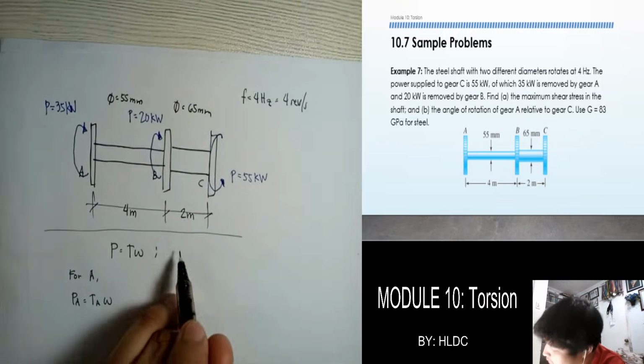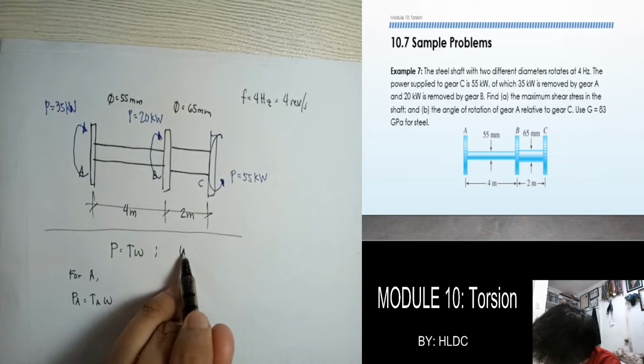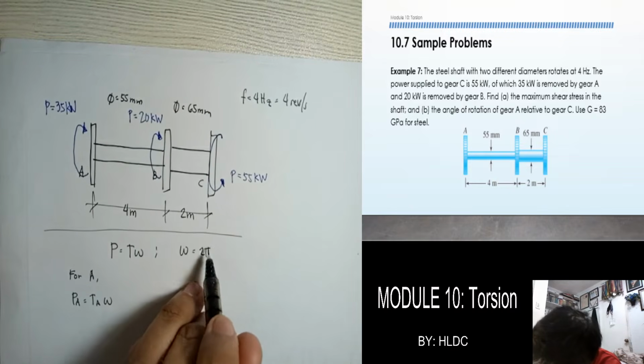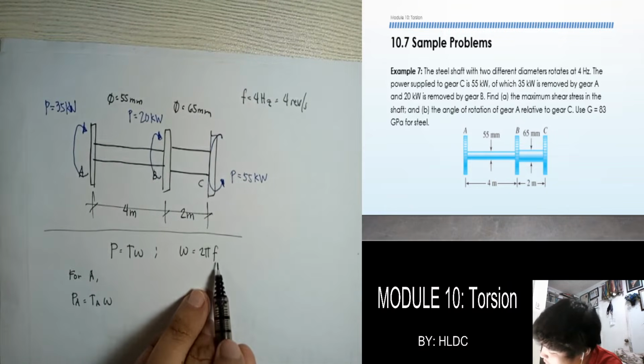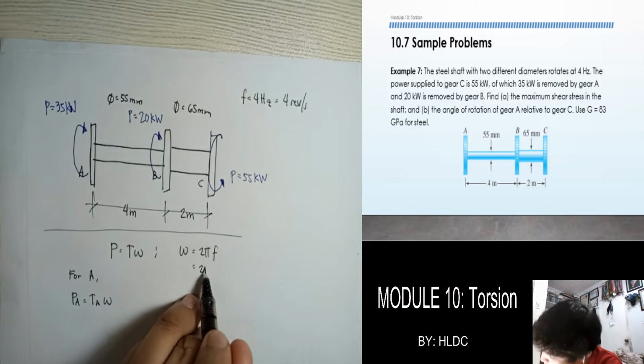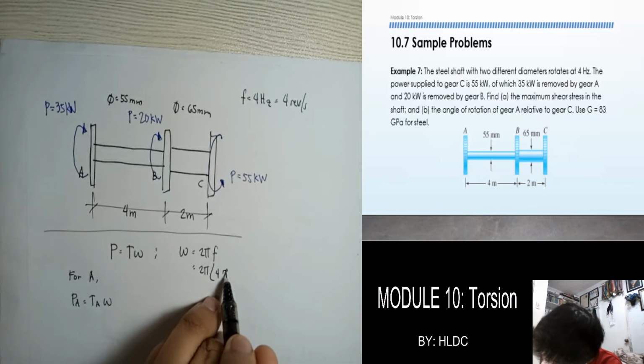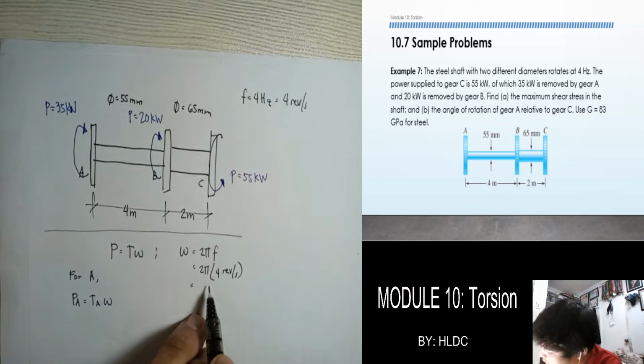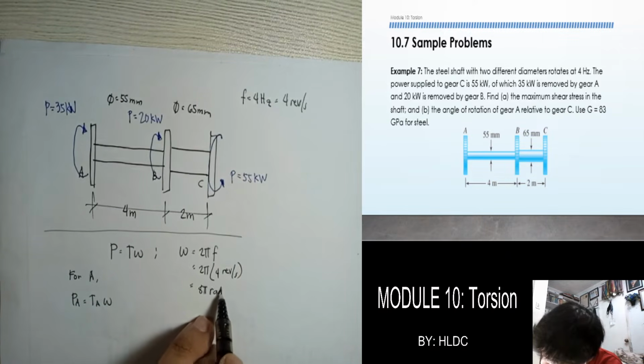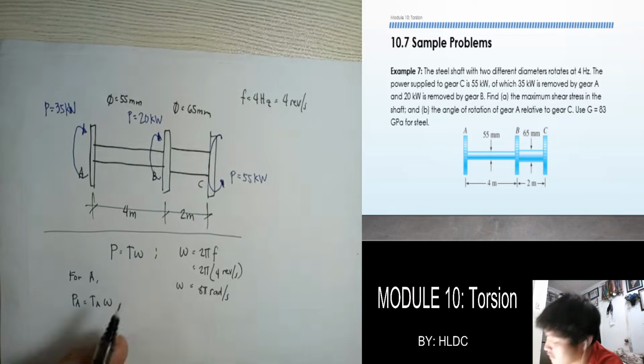So, convert natin yun, no? That in terms of omega, that is 2 pi f. Given dapat yung f naka-revolutions per second. So, magiging 2 pi times 4 revolutions per second. So, magiging 8 pi. And then, magiging resulting unit, rads per second na siya.